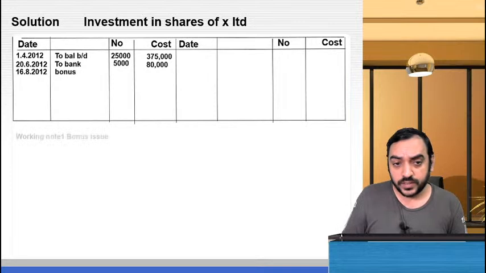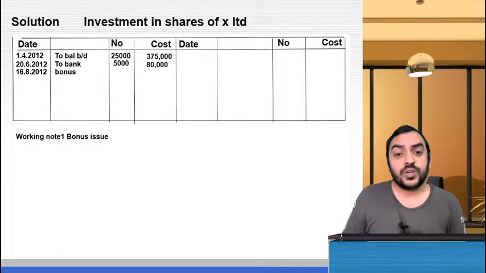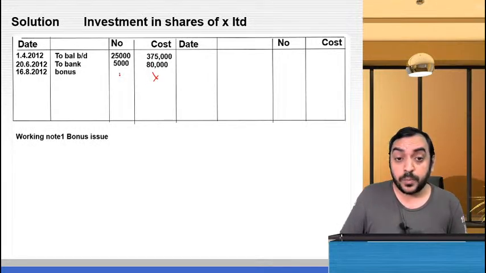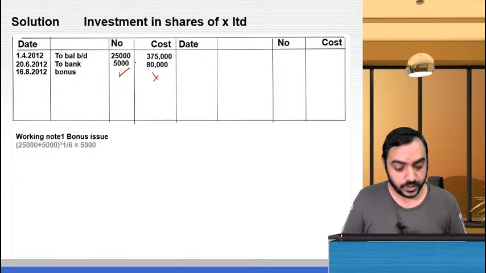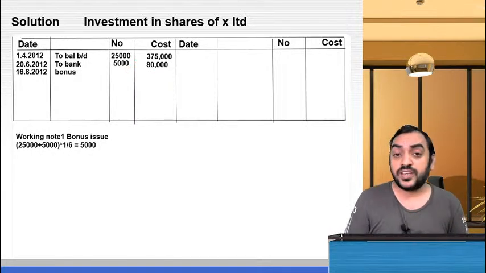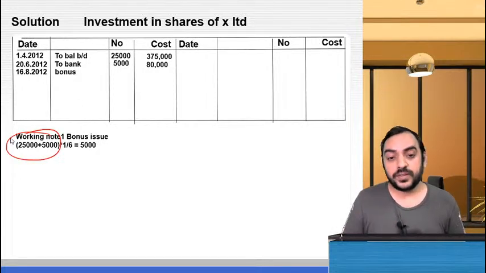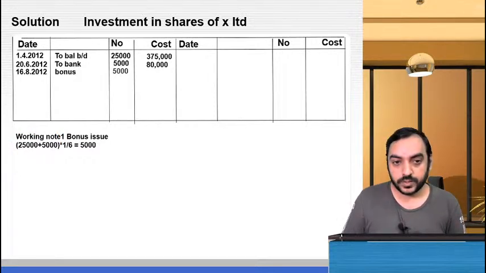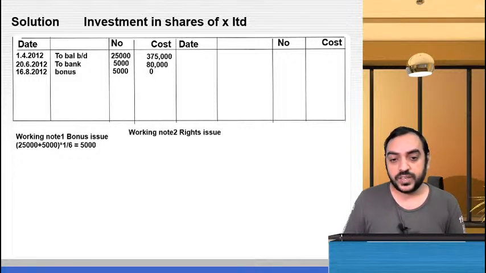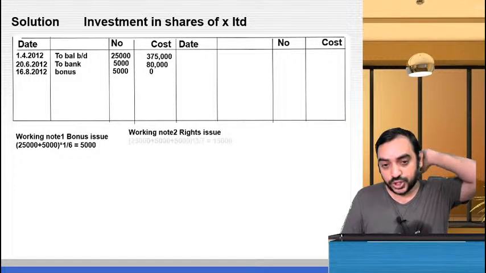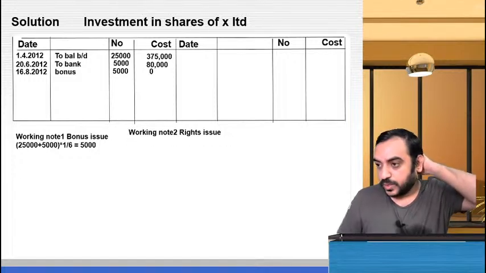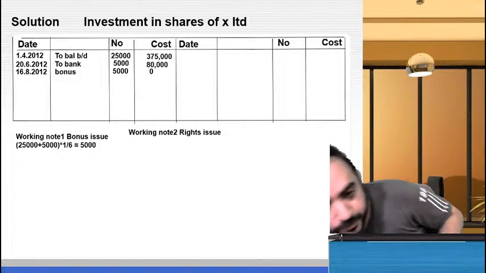You received bonus shares, but bonus shares will not have any amount in the cost column, only the number of shares you would have received. You received the bonus shares in the ratio of 1:6, 1 for every 6 shares held. So you are having 30,000 shares into 1/6, which is 5,000. But nothing in cost. Cost of bonus shares will not be there. Free shares. On the right issue, I will write it down, but please make sure you have done till here.